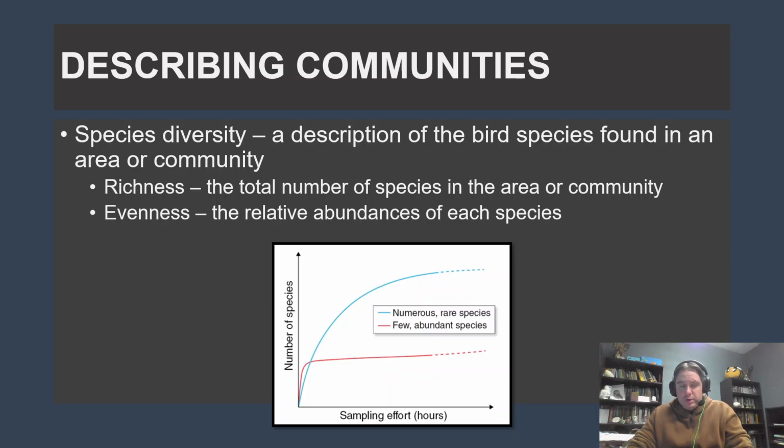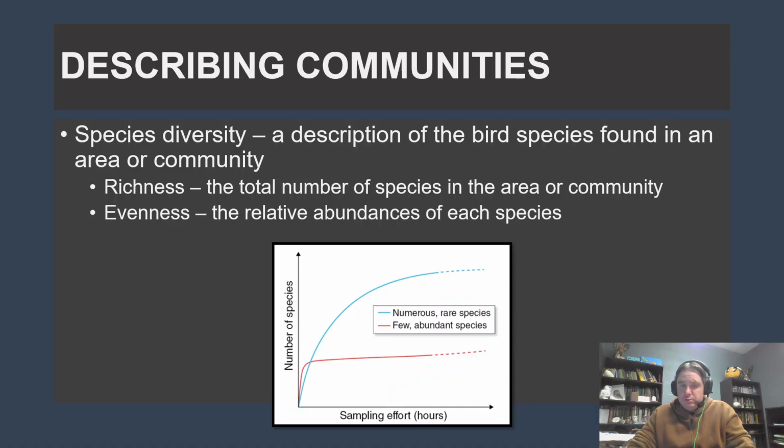So how do we describe communities? Well, one of the most typical things that we try to describe if we're a community ecologist is species diversity. And species diversity is just a description of the bird species found in an area or within a specific community that we're interested in. Two important aspects of diversity are the concepts of richness and evenness.